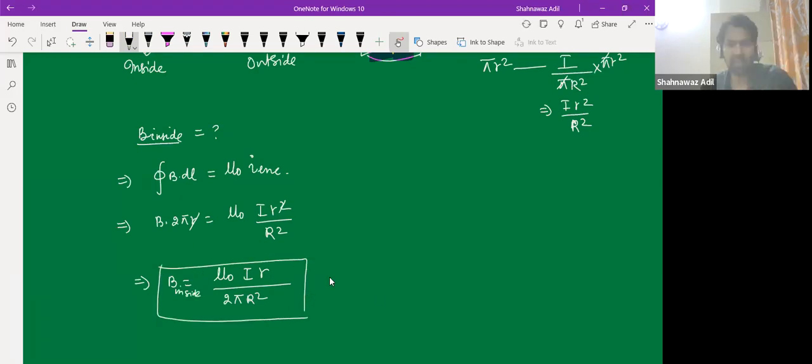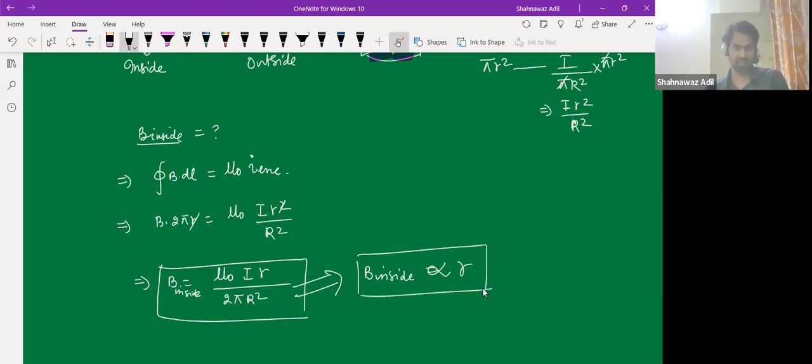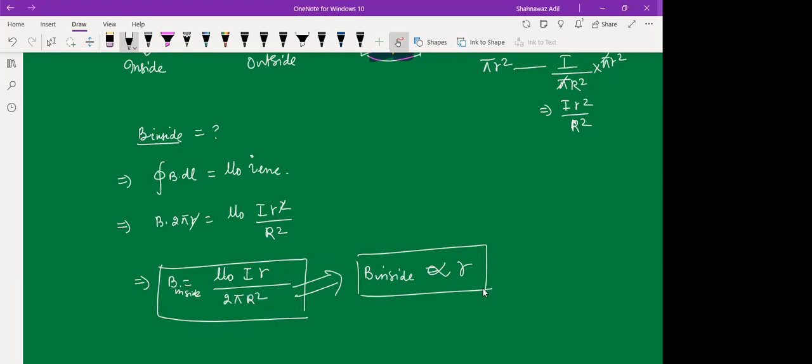So inside, the magnetic field is varying like what? You can see that mu naught, I, and 2 pi R square are constant, so it is varying like r. Is that clear, guys?